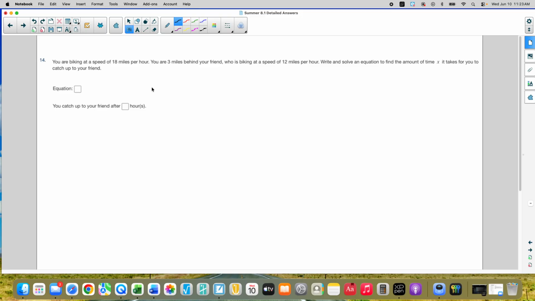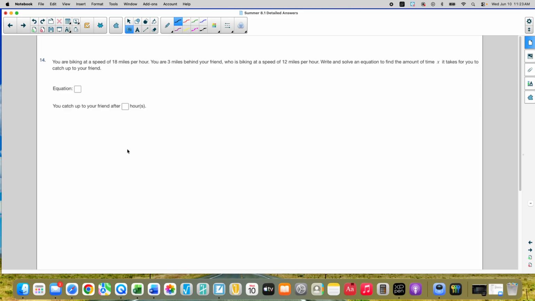Let's zoom out. You are biking at a speed of 18 miles per hour. You are 3 miles behind your friend who is biking at a speed of 12 miles per hour. Write and solve an equation to find the amount of time x it takes for you to catch up to your friend.